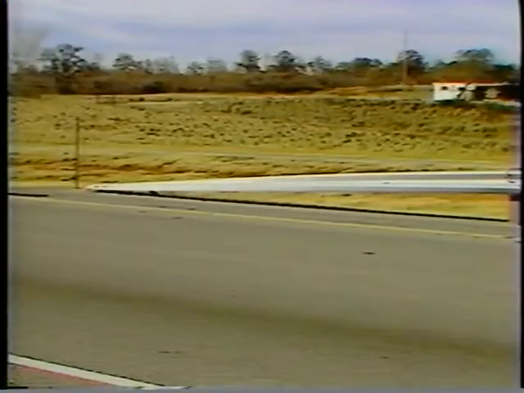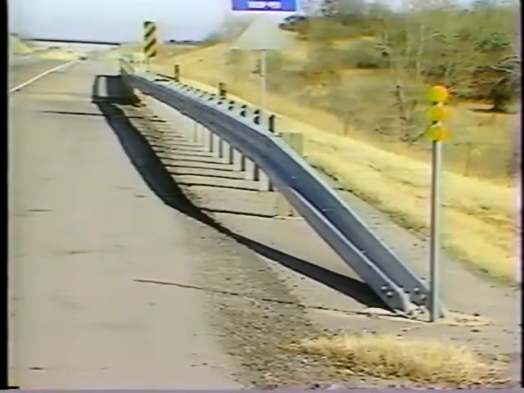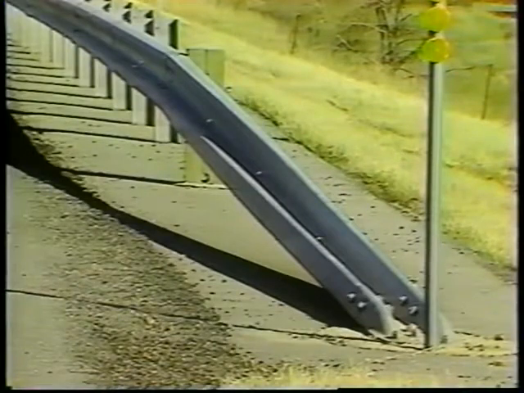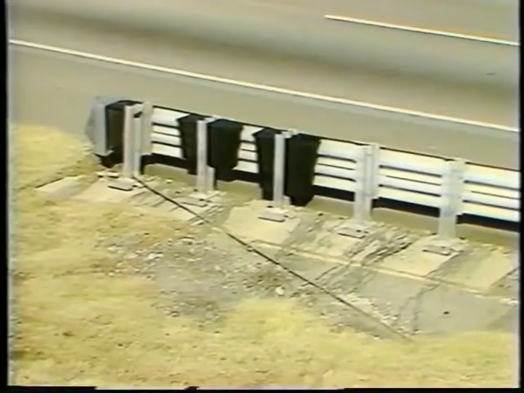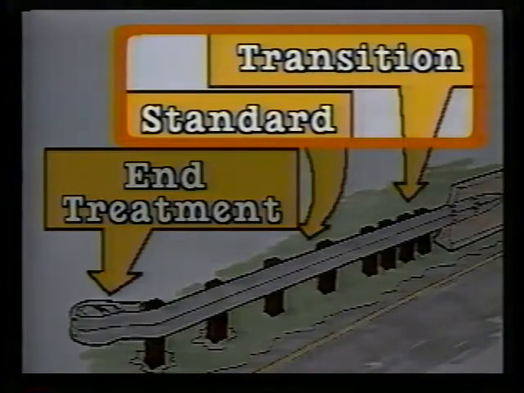The end treatment does two major things. First, it anchors the entire system at each end of the barrier. Secondly, it protects any impacting vehicle from the more rigid sections of the barrier. End treatments come in a variety of shapes and sizes depending on the requirements of the system. They may be built to fall down on impact or to absorb the full force of a head-on hit by pocketing and retaining the car. To a lesser degree, this is also true of the standard and transition sections of these systems.